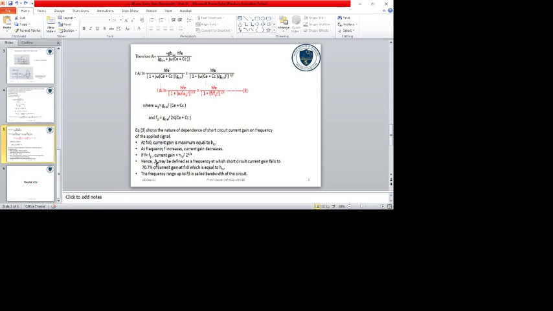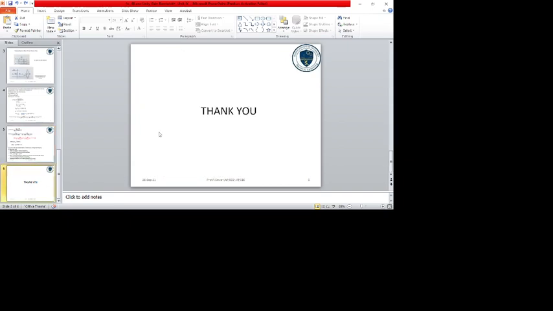where f beta is called as the short circuit current gain frequency. So it can be defined as the frequency at which short circuit current gain falls to 70.7% of the current gain at f is equal to 0. At f is equal to 0, the gain factor will be at maximum, that is HFE. So the frequency range up to f beta is called as the bandwidth under this short circuit current gain. Thank you students.